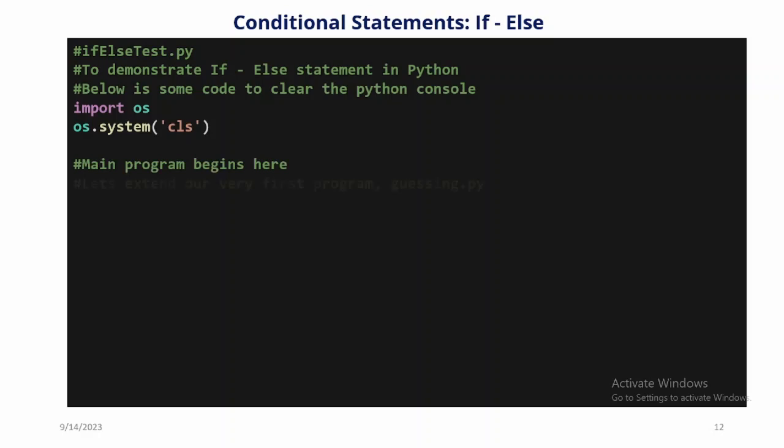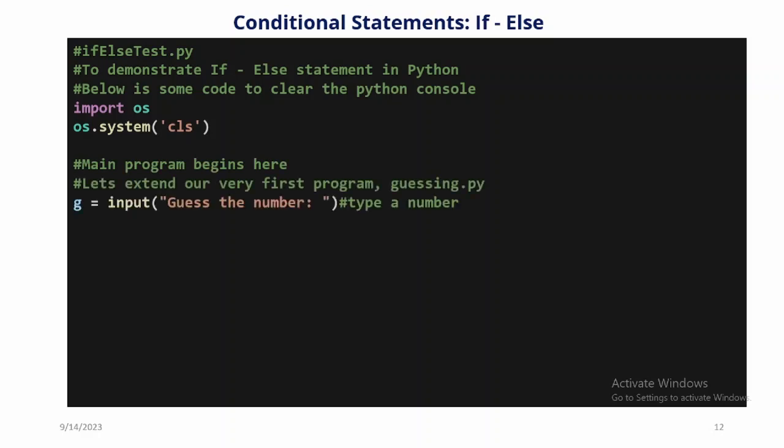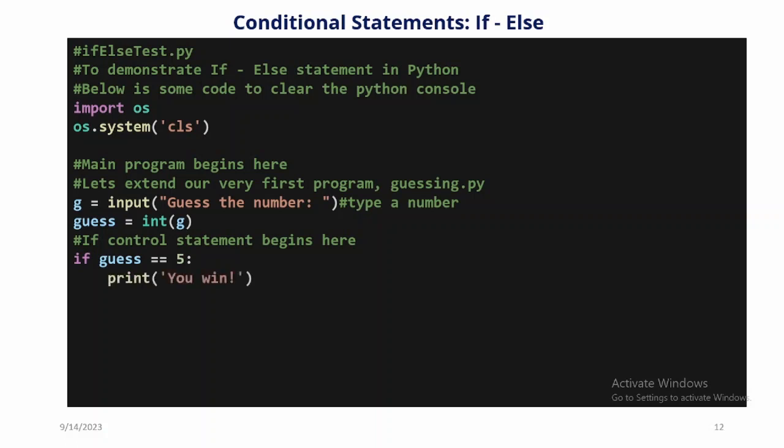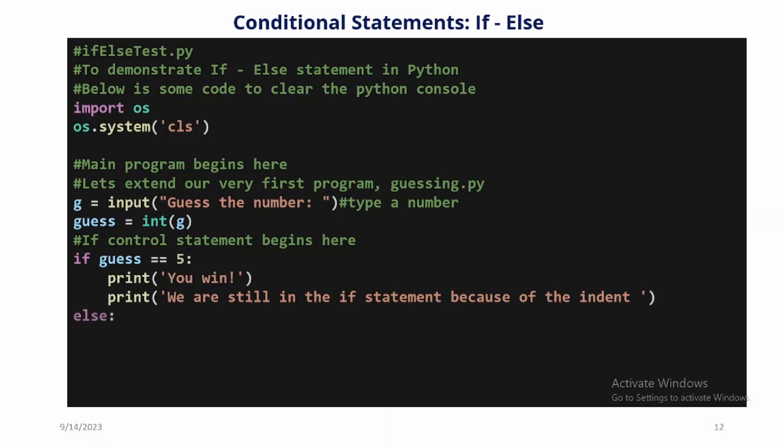If else test example program. We are now extending the very first program, so we say G equal to input, guess the number, type a number, convert it to an integer. If guess equal to 5, print you win. Print we are still in the if statement because of the indent. The alternative course of action comes here. Else, if you type any number that is not equal to 5, print you lose.